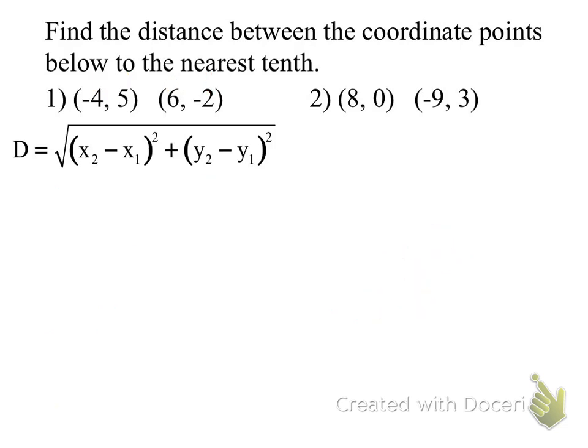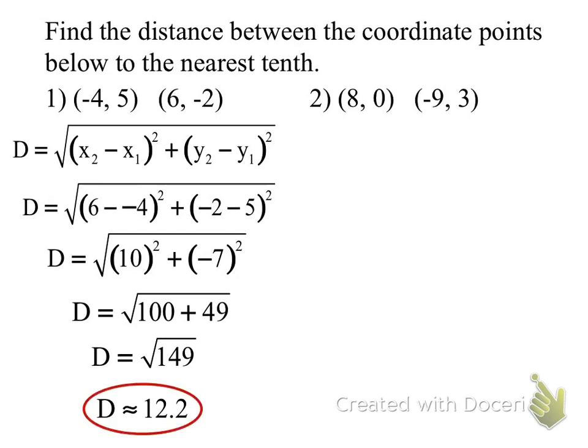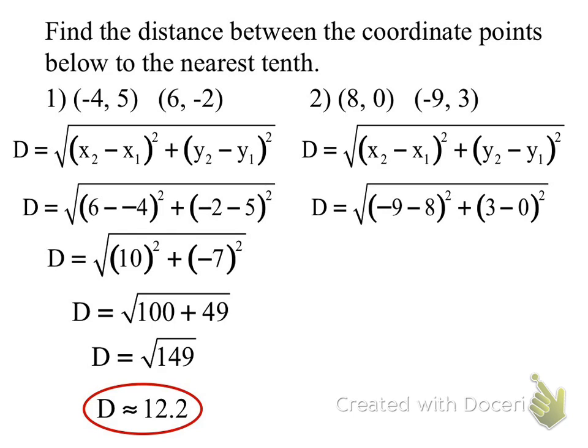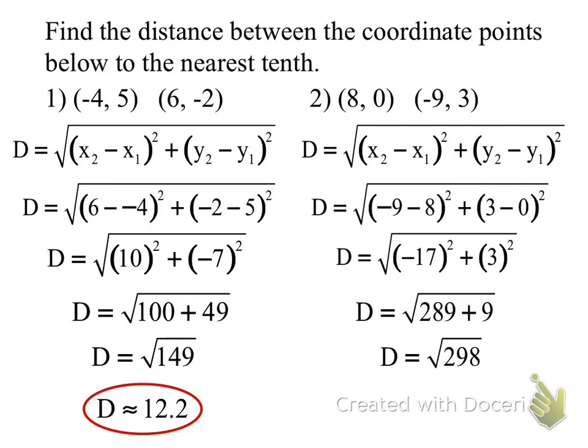I'm going to put up the PowerPoint. All right, so let's check our work. I'm going to use the formula: x2 minus x1, the quantity squared, plus y2 minus y1, the quantity squared. Substitute in, and you should have gotten the square root of 289. Yeah, 17.3. Perfect. Very good.